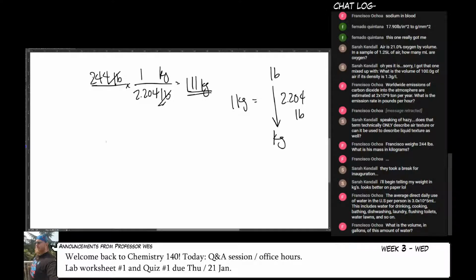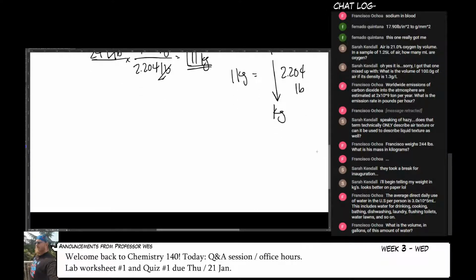So how many gallons is that much water? How much water do we got? We got 3.0 times 10 to the 5 milliliters. So we've got to go from milliliters to gallons. We can definitely do this.